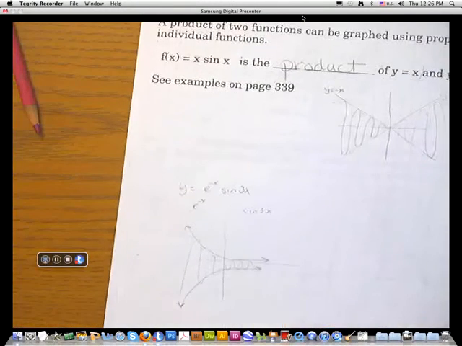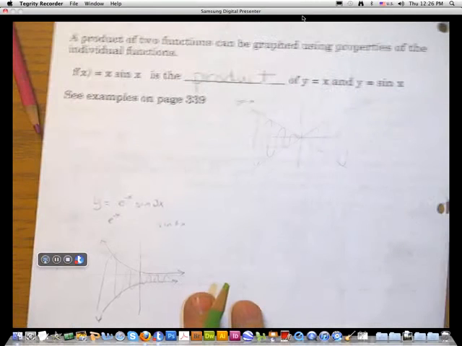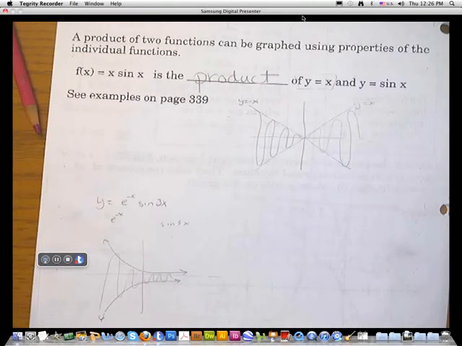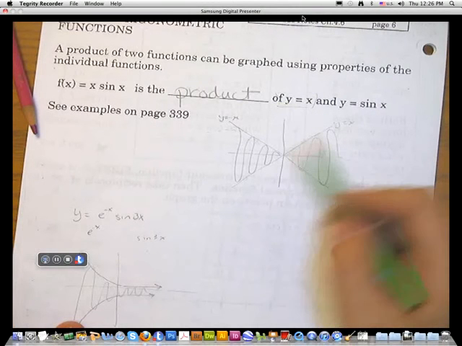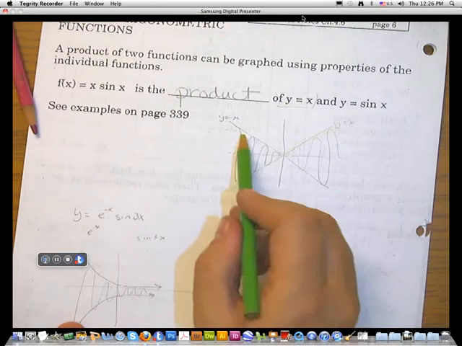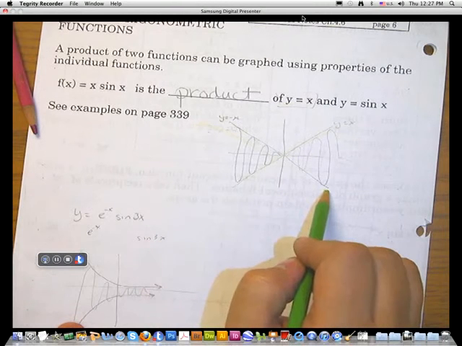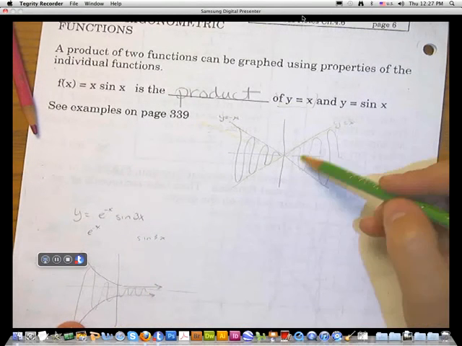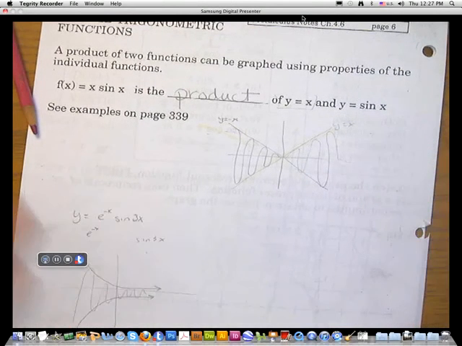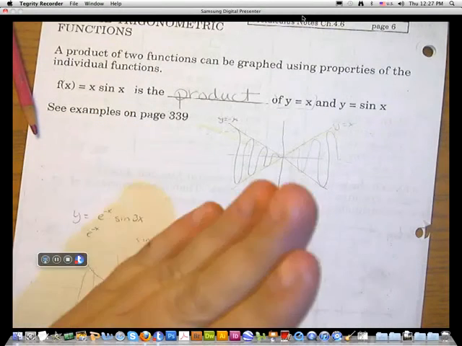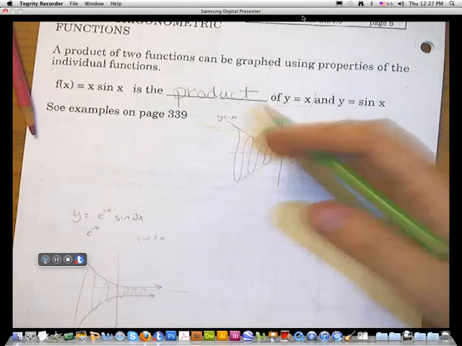All right, and then the last page of the notes, f of x equals x sine x is the product of two functions. When you have those two functions, they combine together. So y equals x is a line. So there's y equals x. And then we have its counterpart, y equals negative x. The sine of x is a curve or a wave that happens to be in between it. So what happens is that the linear bounds the wave, and you get this harmonic motion.